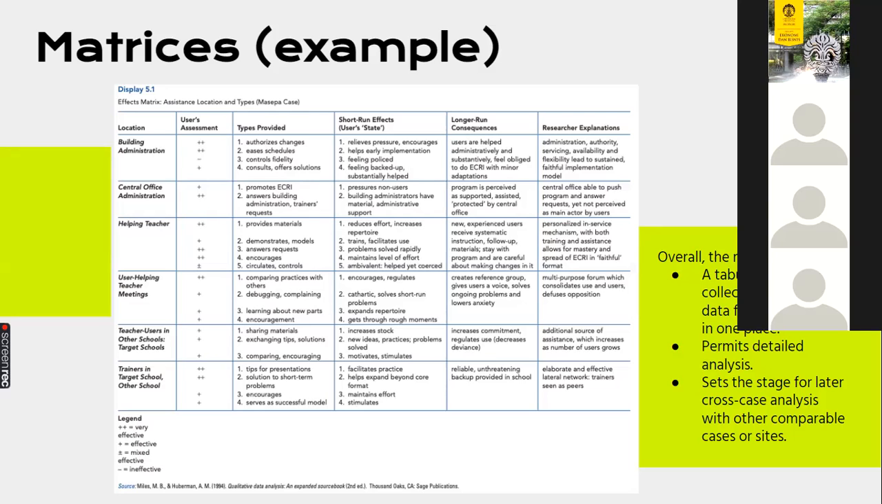The matrix format calls for the researcher to address 5 related variables, to distinguish 2 of them according to time, to pull responses, to align some responses along an evaluative scale, and to explain the response pattern for each type of assistance source. So here is summarized information from 30 pages of field notes that has been packed into a single page. And overall, the matrix is a tabular format that collects and arranges data for easy viewing in one place, permits a detailed analysis, and sets the stage for later cross-case analysis with other comparable cases or sites. Next slide, please.